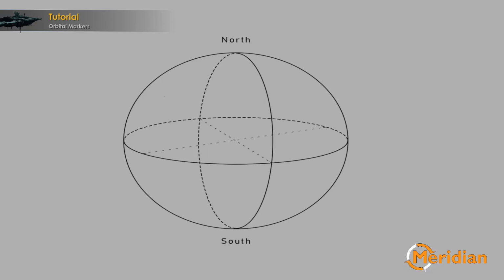Now, let's look at the rotation of a planet. As you can see, all planets rotate in the same direction. Therefore, we can say the Sun rises in the east and sets in the west, just like on Earth.